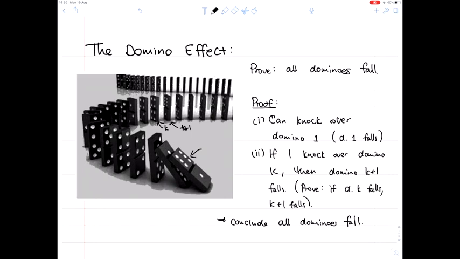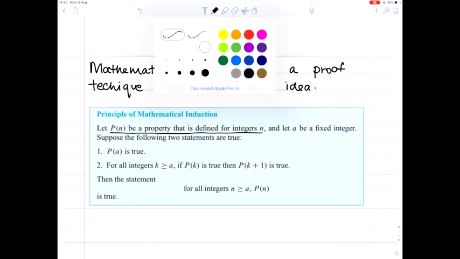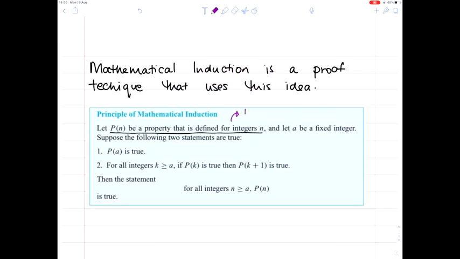And this is kind of a thought experiment that you can do, which will prove that all the dominoes fall over, even if you don't actually knock them all over. And this is exactly the same reasoning that we use when we do proof by induction. So mathematical induction is a proof technique that uses this idea. We've got some property that's defined for all integers n. In our domino example, our property P(n) was that domino n falls over.